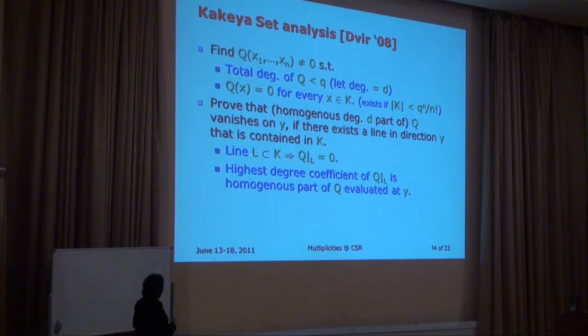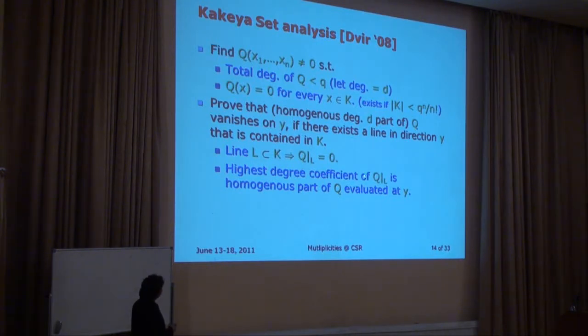And why is that? Well, you look at this line and say, let's look at this function capital Q restricted to the line. It's a polynomial of degree at most d, but it's a polynomial in one variable. And this polynomial is identically 0. Why? Because on every point on this line, this polynomial evaluates to 0. So this polynomial is identically 0, and it turns out that the highest degree coefficient of this polynomial Q sub L is the homogeneous part of capital Q evaluated at y. Just write down the formula for it. That's what it turns out to be.